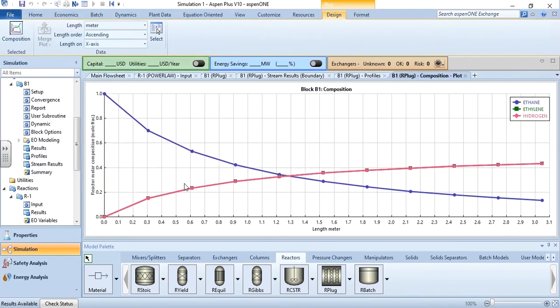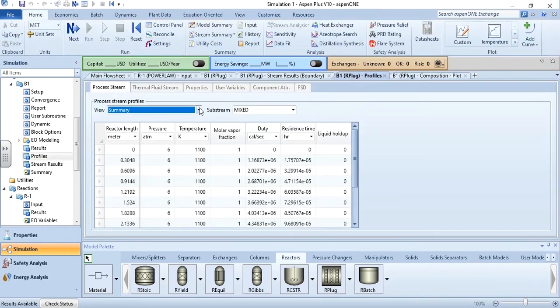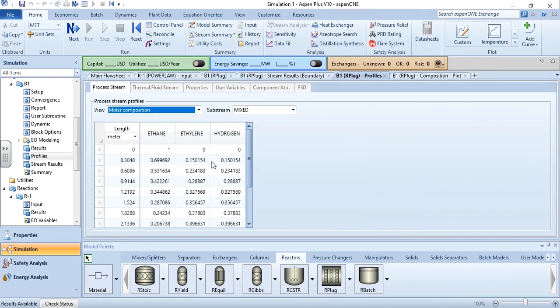So select all, and you can see that ethane is decreasing, ethylene is increasing. And in this case, if you can see this box, ethylene and hydrogen both are increasing on one line. If I take you to profiles, in summary, go to the mole composition, you can see the values of both are the same because the mole number was the same for both in the equation. So that's how you simulate the plug flow reactor in Aspen Plus.